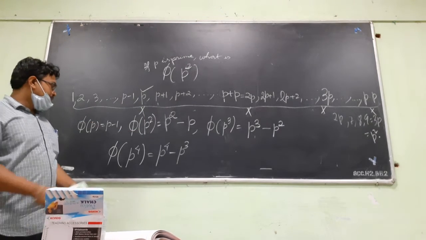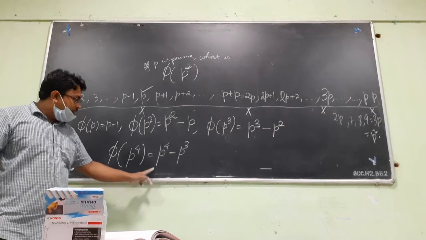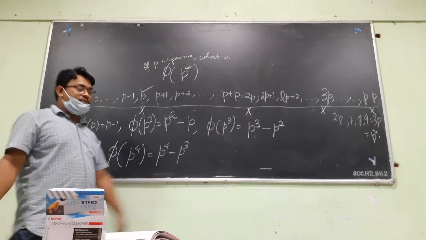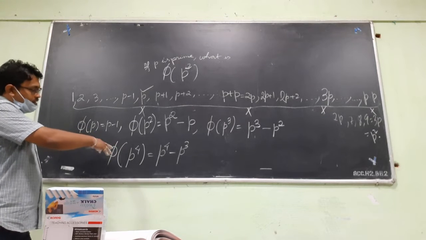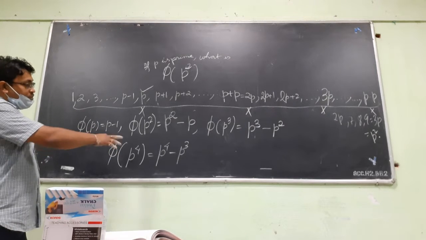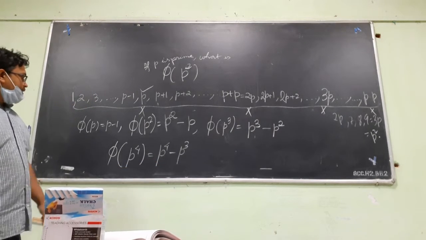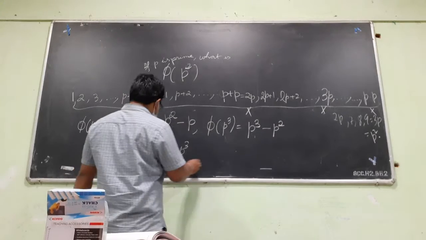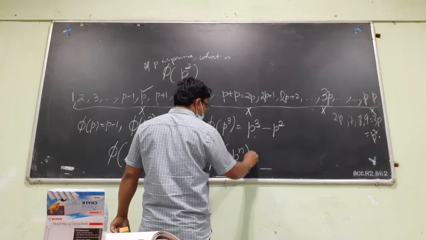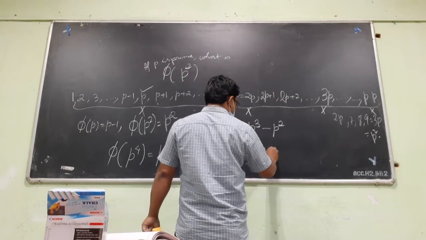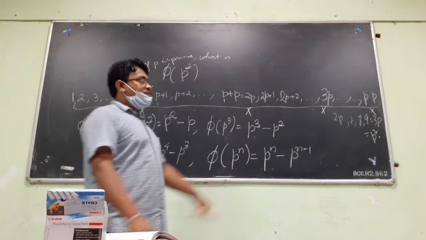Because the only numbers which are not relatively prime to p are the multiples of p: p, 2p, 3p, 4p, like that. Nothing else. So in general, phi of p to the power n is the same as p to the power n minus p to the power n minus 1. This is the general formula.